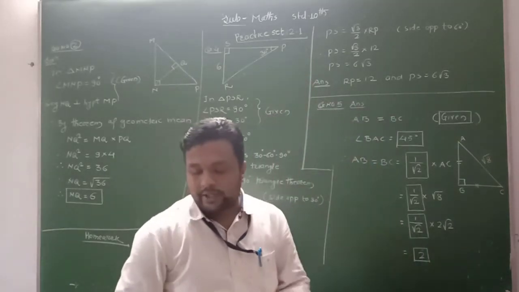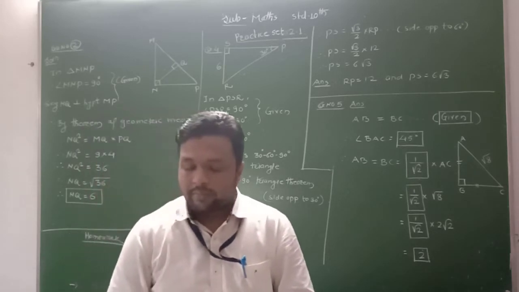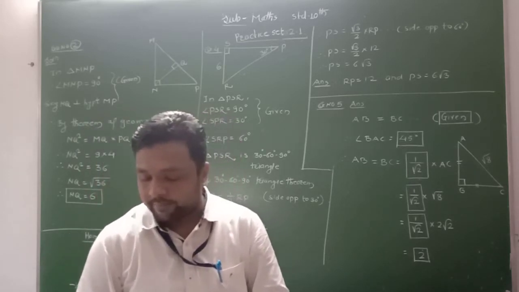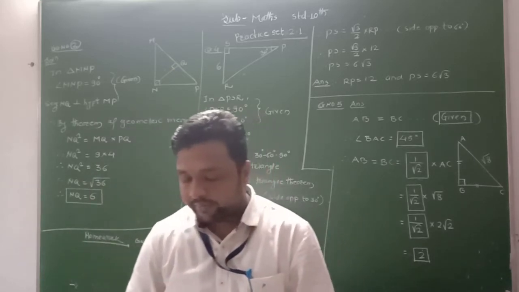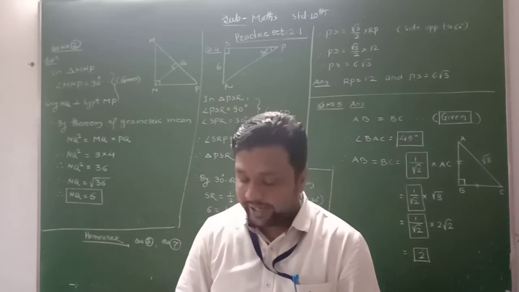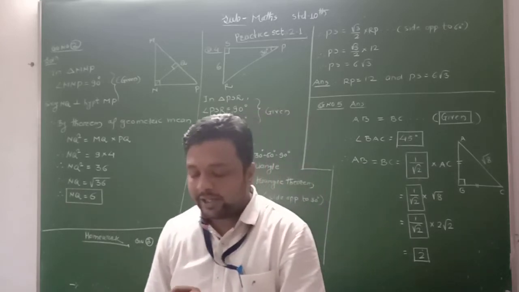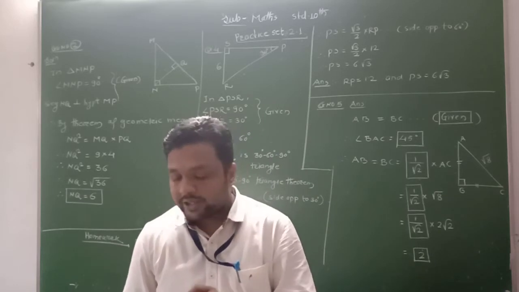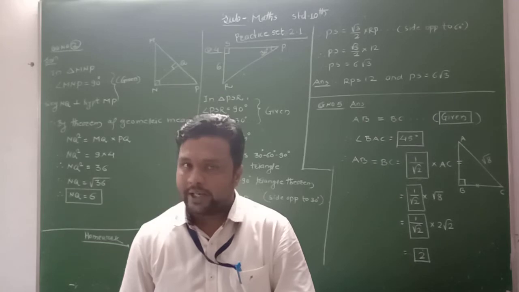We already completed question number 1, how to identify the Pythagorean triplet. Here I take question number 2. Question number 2 is given in the figure. Angle MNP is equal to 90 degrees. Segment NQ is perpendicular to segment MP. MQ is given 9, QP is given 4, find the value of NQ.